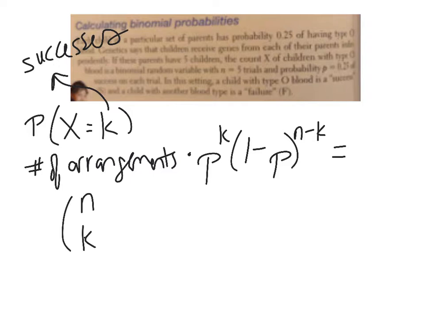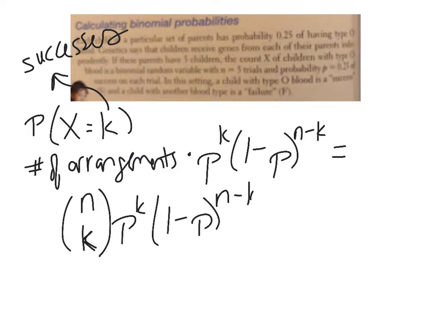So n over k, you'll notice that this is not a fraction. There is no line between the n and the k. This is not a fraction. Times p to the k times 1 minus p to the n minus k. So what this n over k part is, is what we call our binomial coefficient.